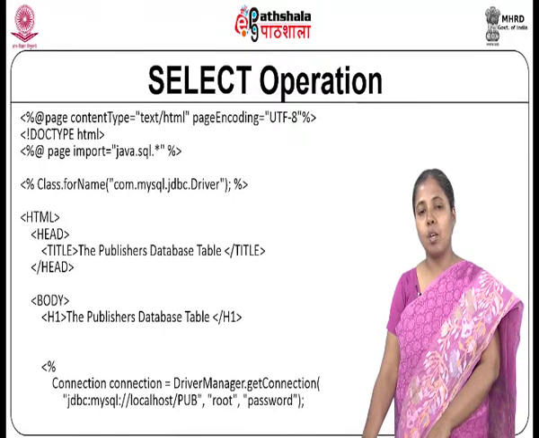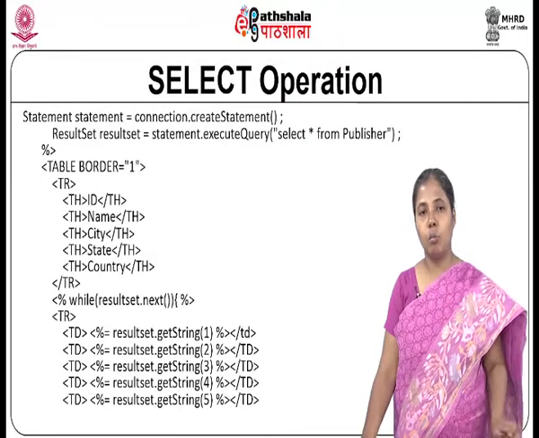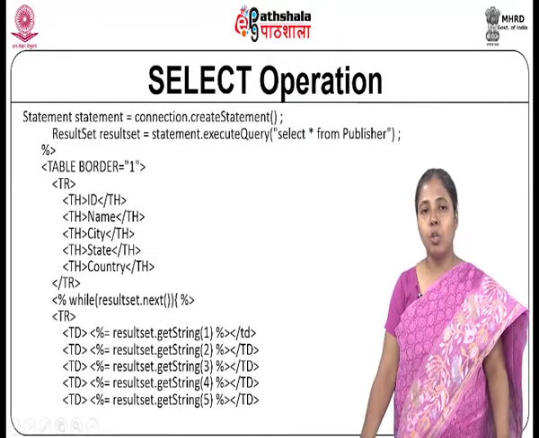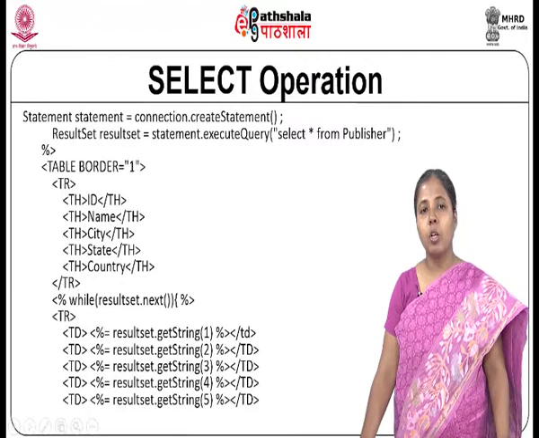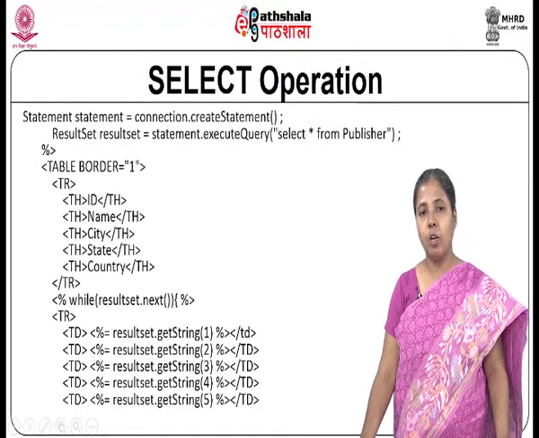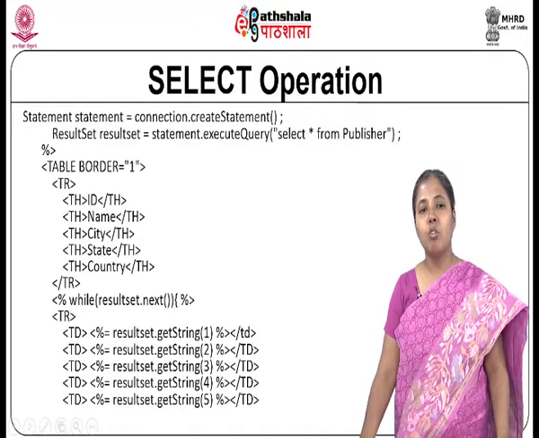Once you establish a connection using the getConnection method, you get a connection object. Use the connection object to create the statement. Now you want to execute a select query, so write statement.executeQuery. You want to use a select statement like select star from the table name, publisher. This would return a result set, and now your Java statements are over, you have got a result set.